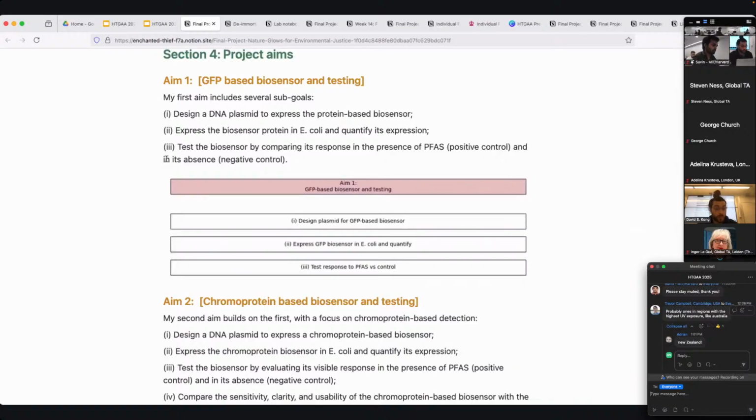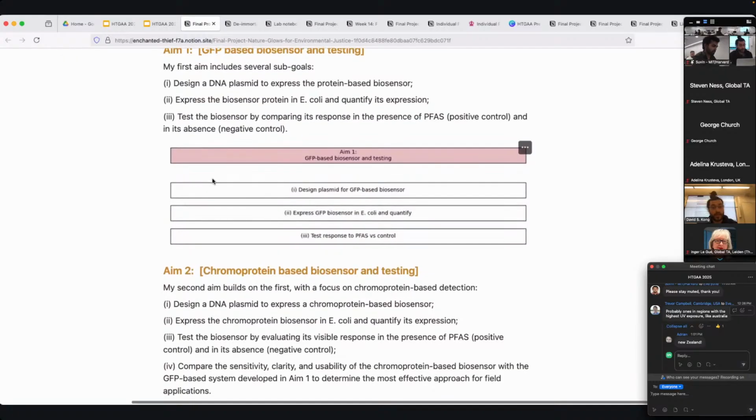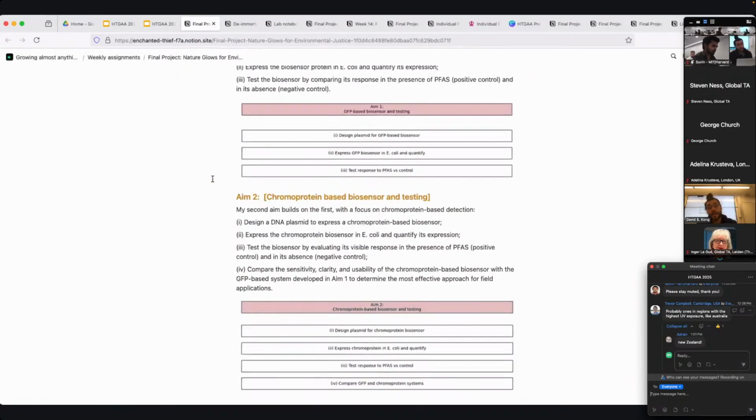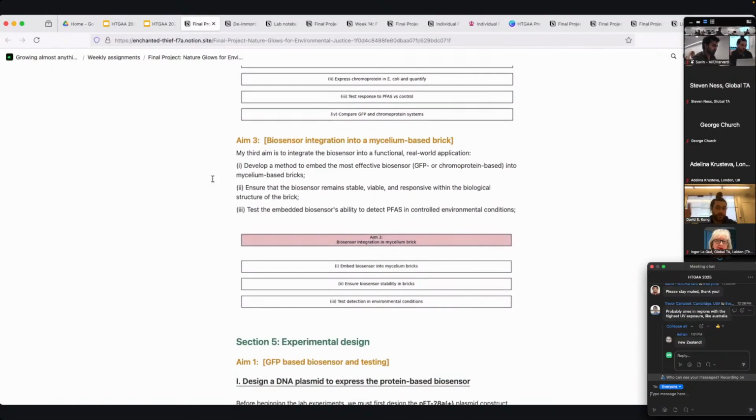My first aim for the project is to design the DNA plasmid to express the biosensor protein, express it in E. coli, and then test the biosensor by comparing its response in the presence of PFAS. My second aim is to do the same experiment, but substitute GFP with a chromoprotein, because I wanted my final result to be identified by the naked eye. And aim three, the broader vision of my project, is to embed this biosensor into my mycelium-based brick.